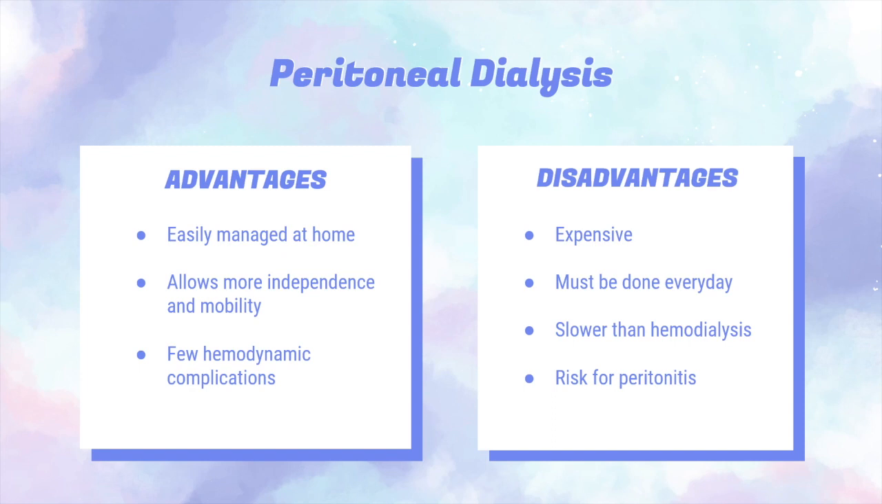For the disadvantages, first, it is expensive. Second, it must be done every day because, unlike in hemodialysis, peritoneal dialysis is done more frequently as its process of exchange is natural and slow. Third, it is slower than hemodialysis. The process of peritoneal dialysis is slower as there is no machine that will facilitate the flow, but merely a natural process called exchange through the use of the lining of the peritoneal membrane or the abdominal cavity and the solution.